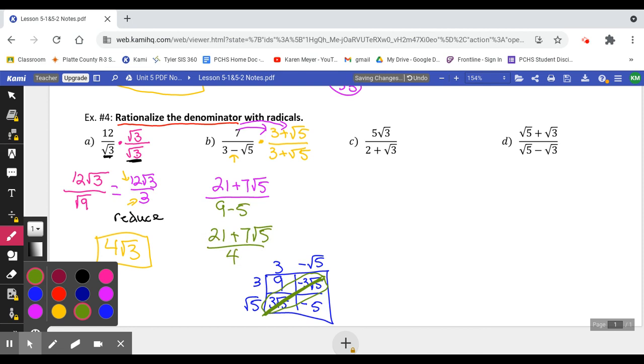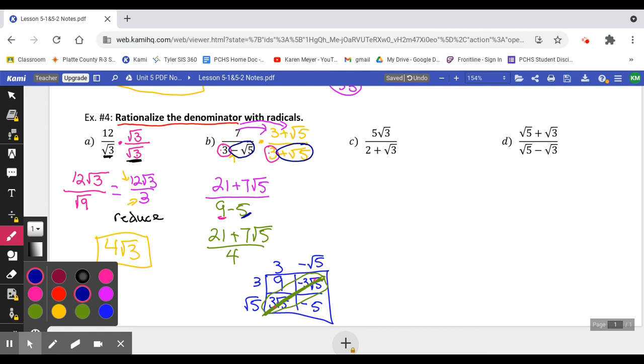Now, I can make this a little bit shorter for you, okay? Instead of having to do the box, you should know right now that your terms are going to cancel out, the middle ones. So what I would do is I would do first times first. So 3 times 3 is how I get 9. And then I would do last times last, and that's how I get this minus 5. We don't have to worry about the middle parts because we'll know they cancel out.